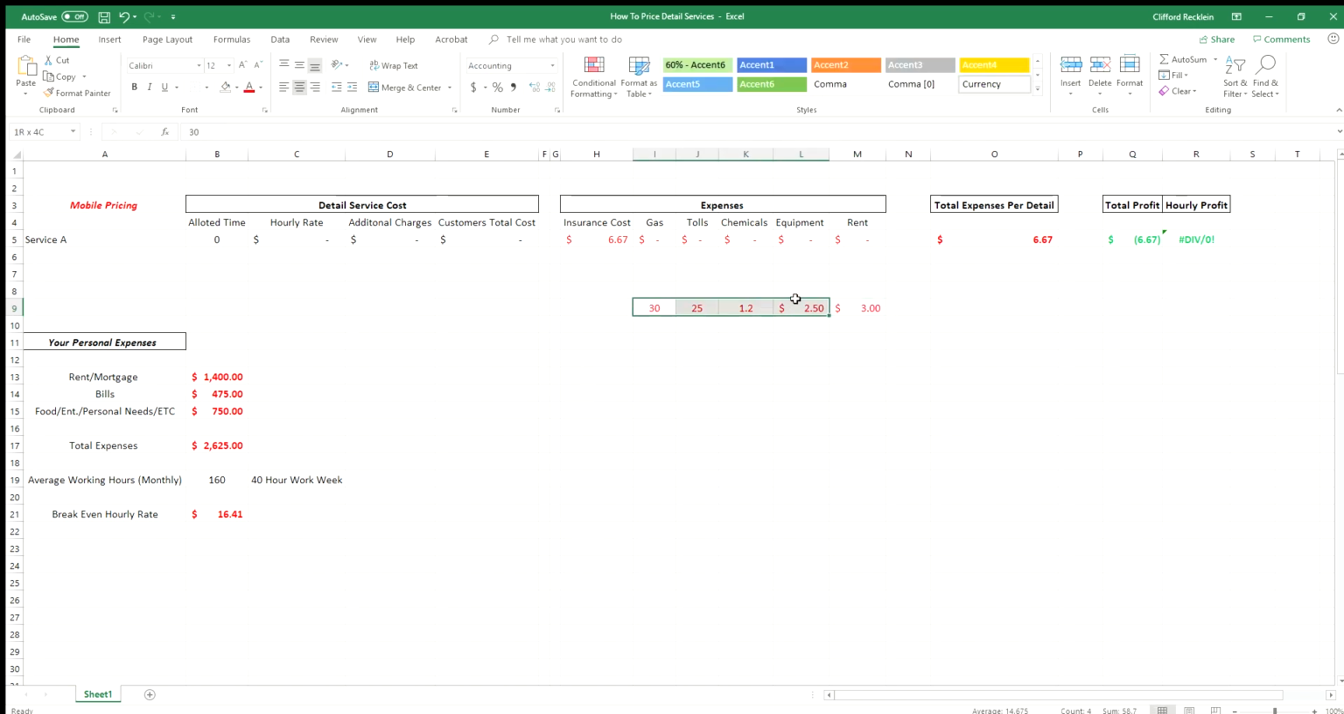In this case, it came out to $3. So we can put $3 for gas. So this gives you an idea of how much you're spending on gas to get to the client's house. And for this example, all we're going to focus on is all the costs associated with you going to the client's house and doing the detail. We're not going to focus on anything on the way back.